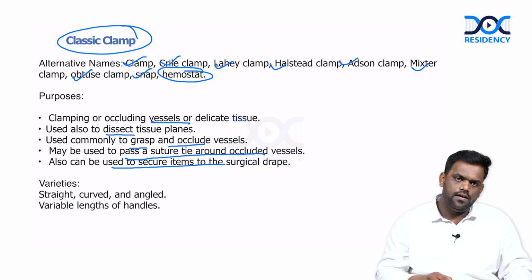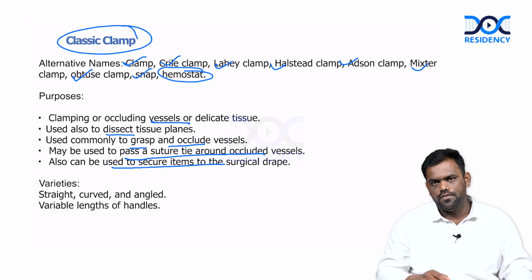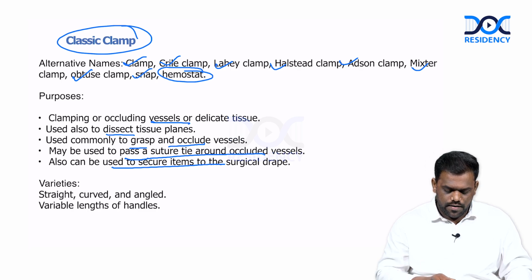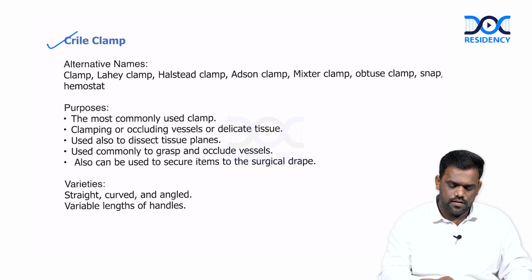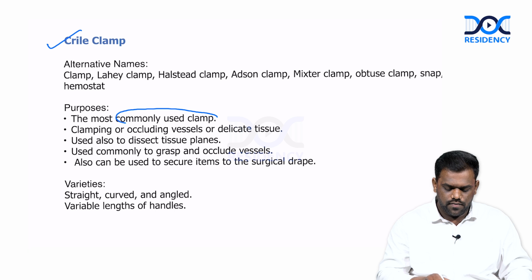Simply, in our routine practice, we call it a curved artery forceps. The name is classic clamp. It can vary with straight, curved, or angled form. Identify this instrument. This is your Crile clamp. The uses are similar to what you have seen before. This is the most commonly used clamp.